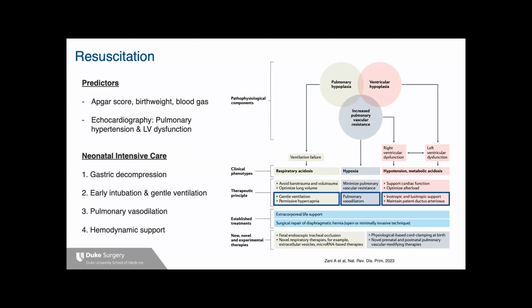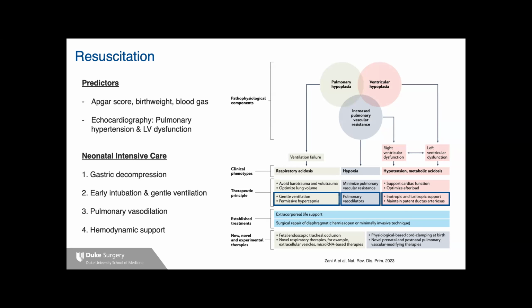And so the key things are to, first of all, get gastric decompression, put in an orogastric tube to decompress the intestines. Intubate early and adhere to the principle of gentle ventilation, which we'll discuss a little later. Aim for pulmonary vasodilation if indicated, if there is clear pulmonary hypertension, and then provide some hemodynamic support, mostly for the failing left ventricle.